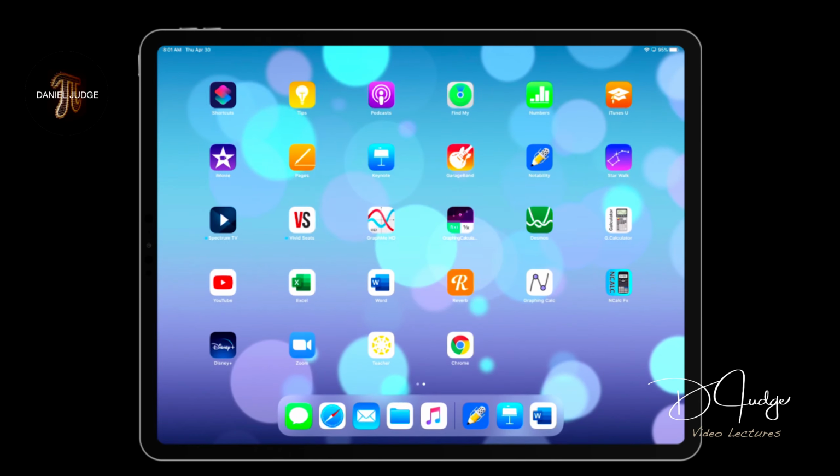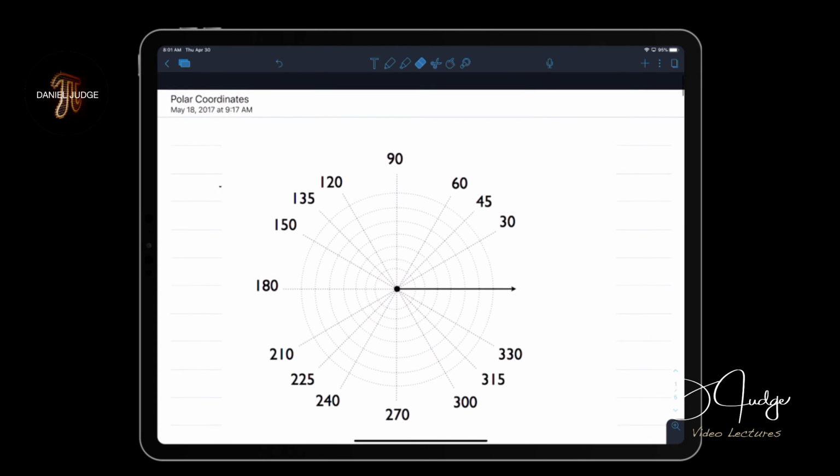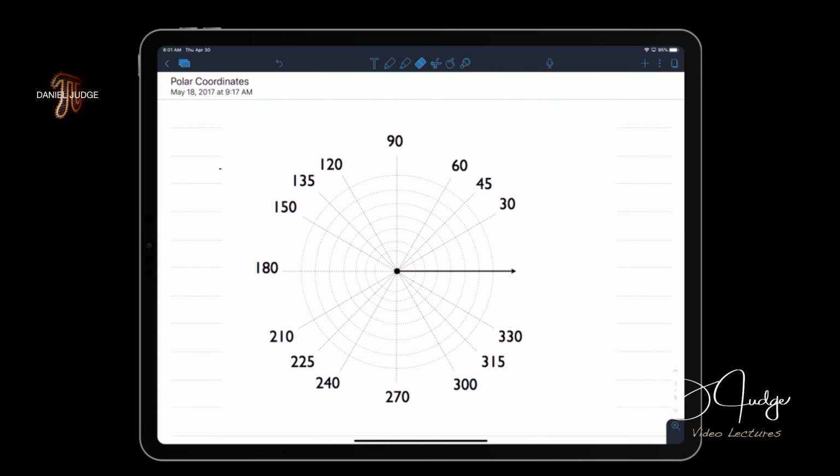If I actually do this, here's my notes from, and I erased them this morning. I erased all the work that I did in 241 a couple of years ago on this. The reason they call this, ladies and gentlemen, polar coordinates is because it's based on a circle, right?